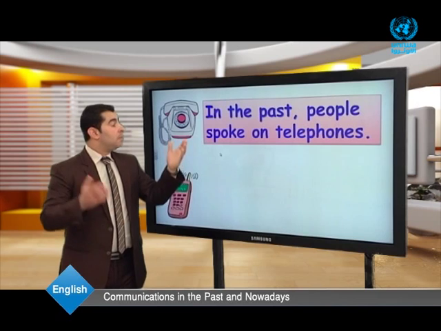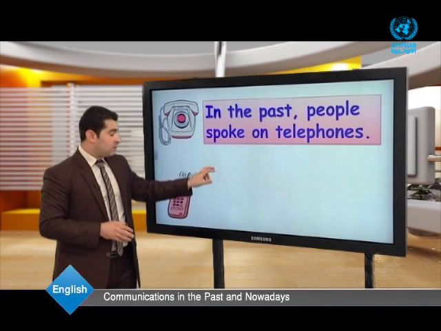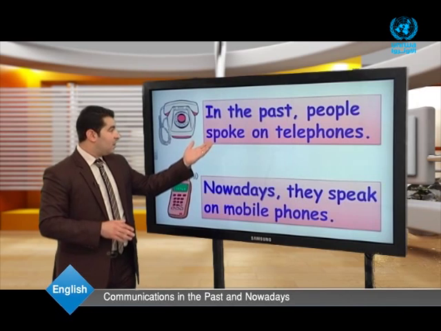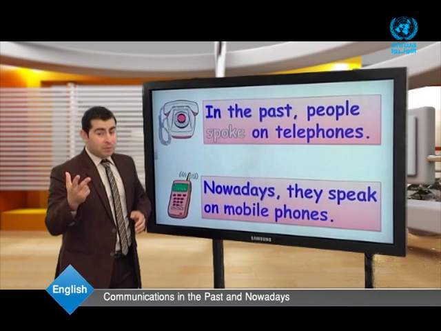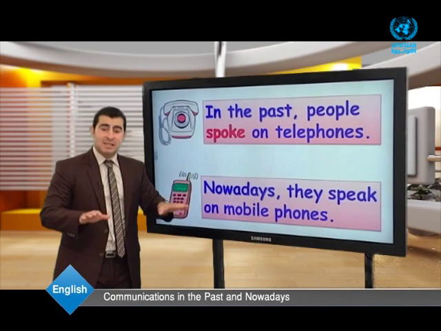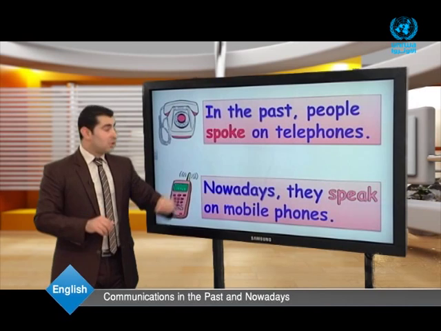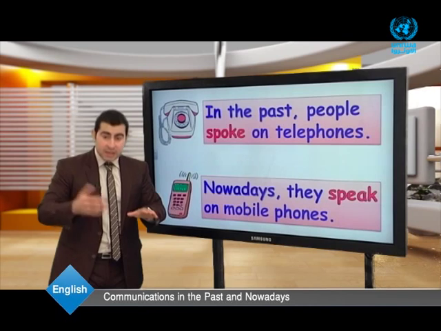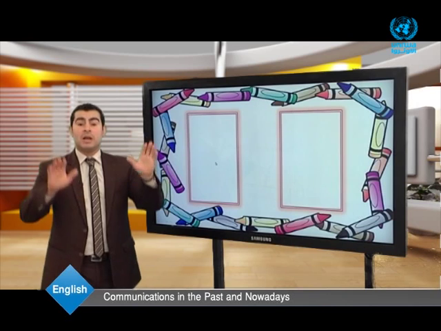In the past, people spoke on telephones, but nowadays, they speak on mobile phones. In the past, people spoke. Look, spoke. It is the second form of the verb because we have in the past. But nowadays, they speak. Look at the verb. It is in the first form, speak. So, spoke is the second form of the verb speak. Speak, spoke. Great.